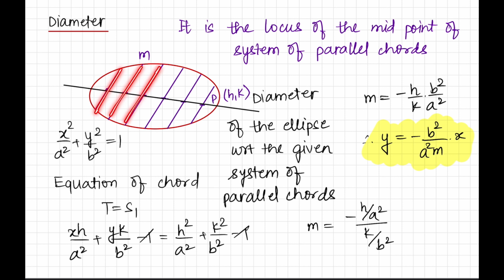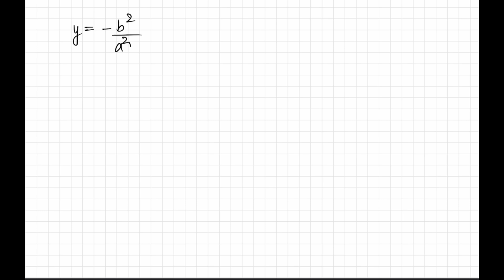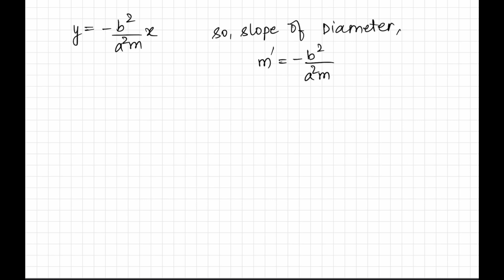So the diameter depends on the system of parallel chords. Now from here we can write y equals minus b squared by (a squared m) into x. So the slope of this diameter, let us say m dash, is minus b square by a square into 1 over m. If we bring m to the left, we get m into m dash equals minus b square by a square. Also, taking m dash to the right side, we get m equals minus b square by a square into 1 over m dash.